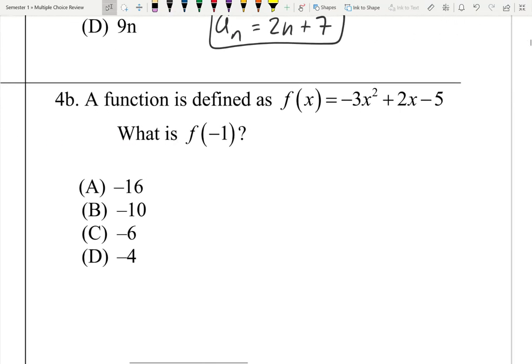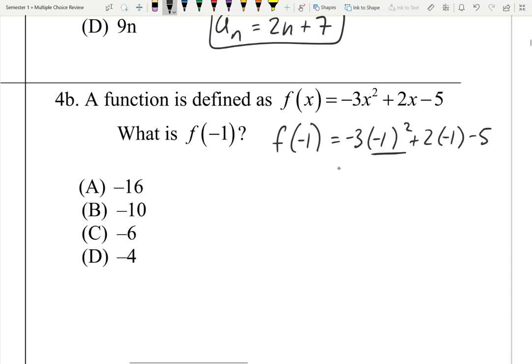Our next problem, same thing. This time we're substituting in a negative 1 for x, so negative 3x squared plus 2x minus 5. And I write this in specifically for this point, which is why I write in parentheses, because when I substitute in a negative 1, sometimes I can get confused and say, oh, is that negative 3 minus 1? But if I put it in parentheses, I know now I need to square the negative 1.